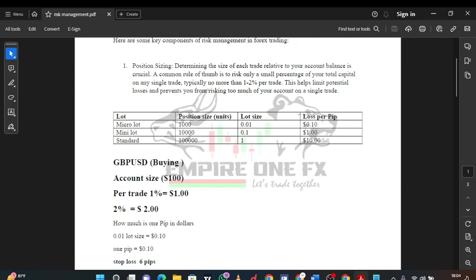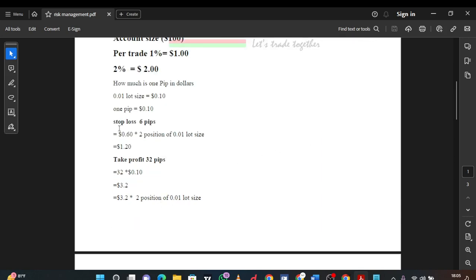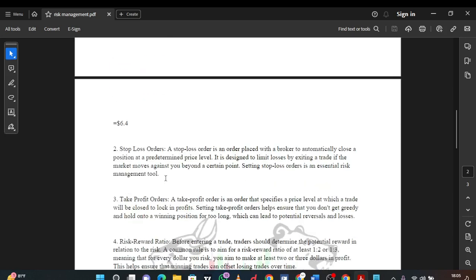So guys, that is something small, though I've not taken you through how we calculate this, but just understand this from this table, that if you're using the micro lot, which stands for 0.01, you're losing 10 cents per pip. Then for the mini lot, you're losing $1 per pip, and when you're using a standard lot, you're losing $10 per pip. So guys, this was a small explanation. If you had your stop loss as this and you used 2 positions, that is 0.02, you would have lost this $1.20 as your stop loss. The profit should be 6.4.